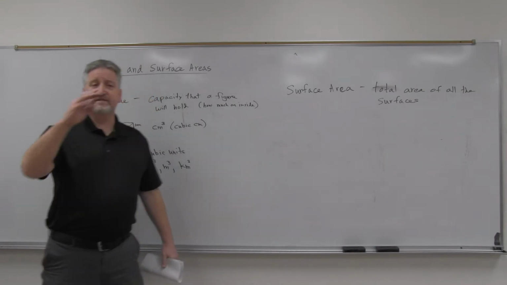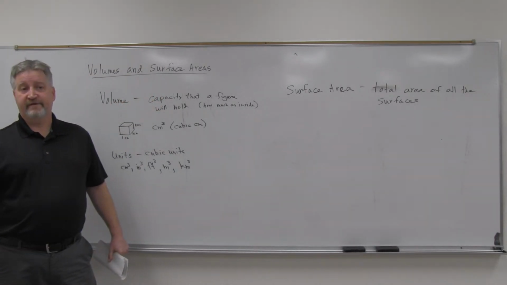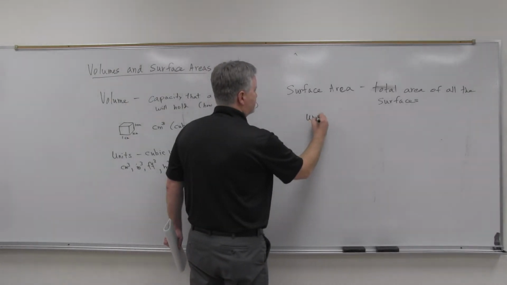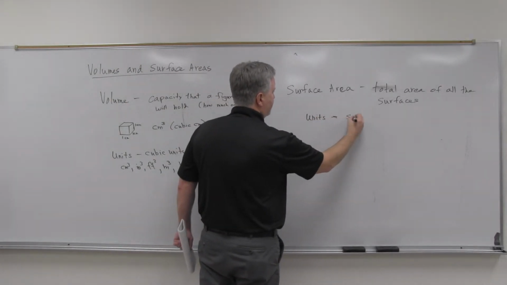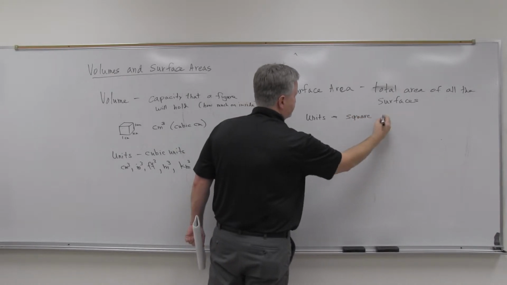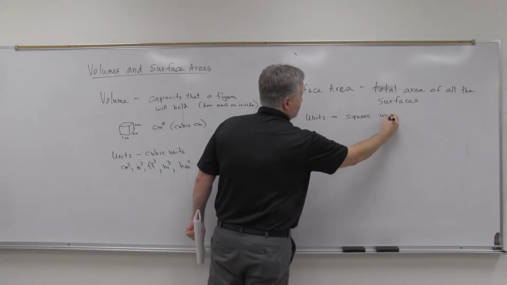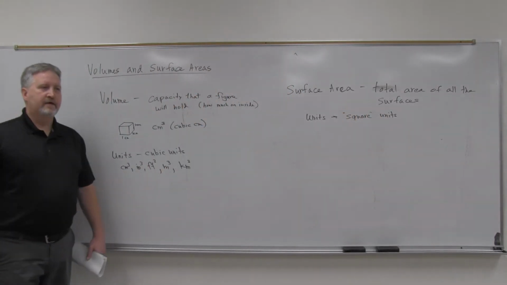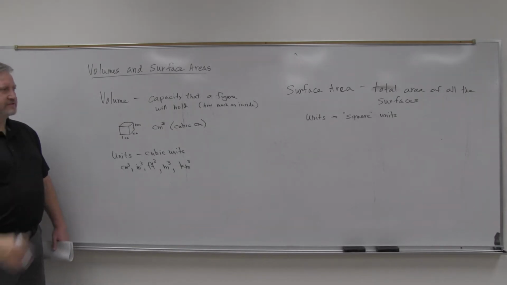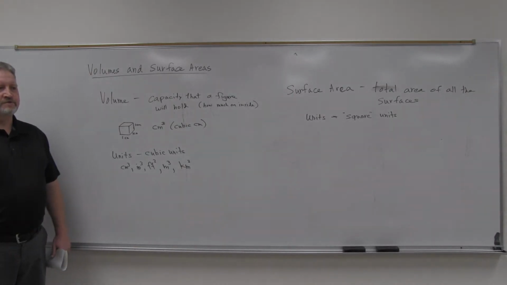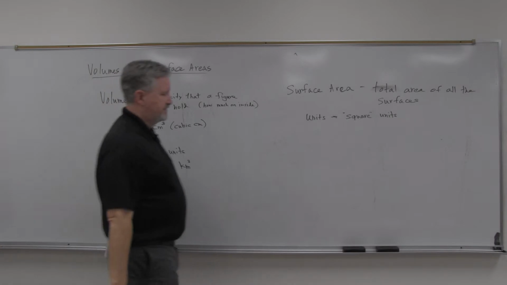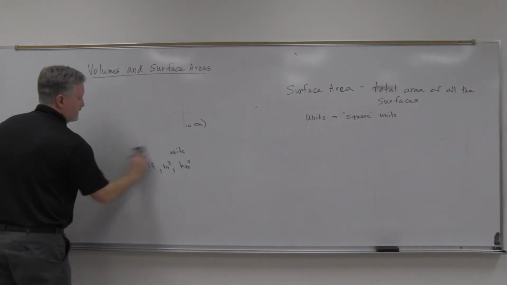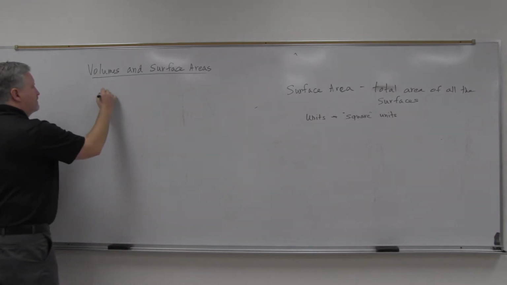And so this is an area, and so area units, still square units. The units of surface area are your square units, just like areas previously we did. So it's square units: centimeters squared, inches squared, square inches, what do you say? Okay? So those are the two things we measure. So let's talk about it. Let's start with the box.